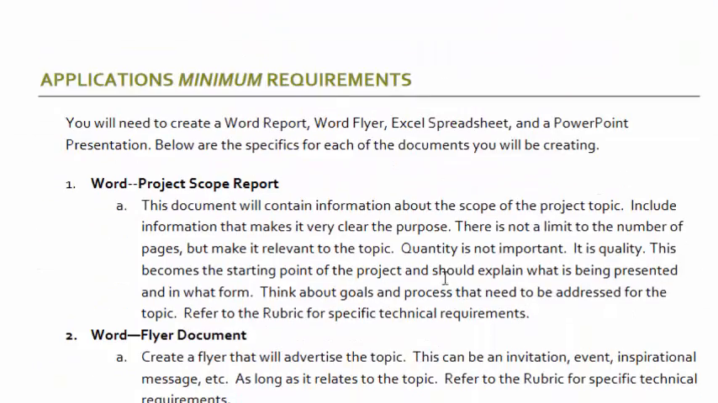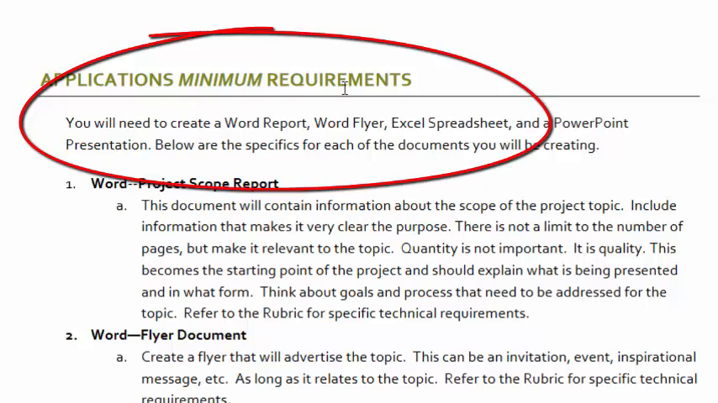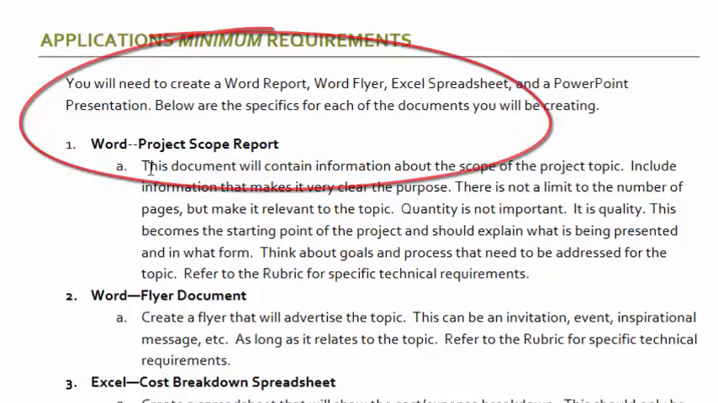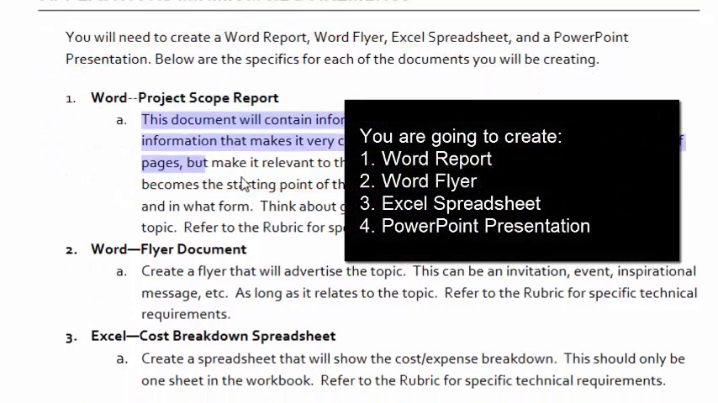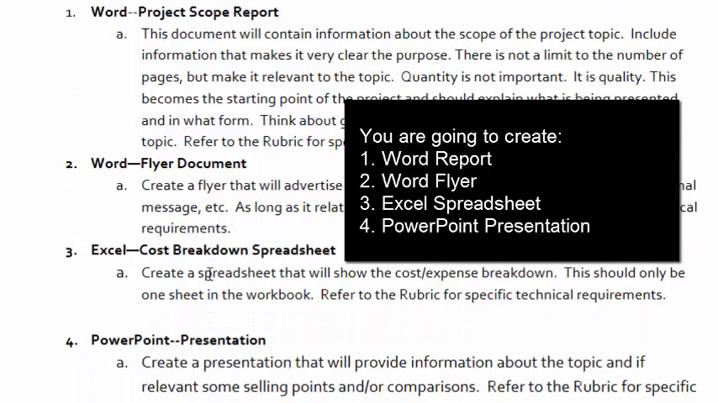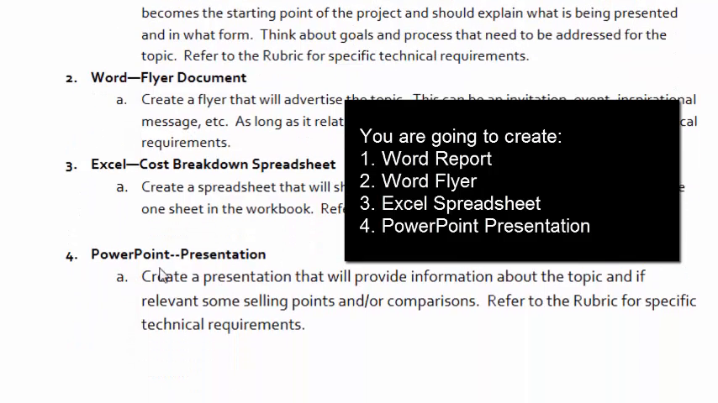Then we come down to the application. So this is going to be minimum requirements. What you're going to do is create a Word document that is going to be a report, and this is a description. Then you're going to create another Word document that's going to be a flyer, and again, you have the description. The third document will be an Excel spreadsheet that will show the breakdown of the costs and expenses. And then the fourth document will be a PowerPoint presentation.